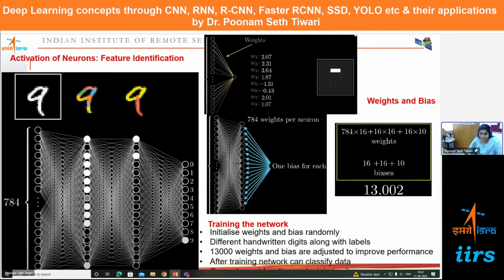That is why a large amount of training data is required. So many calculations it has to perform.